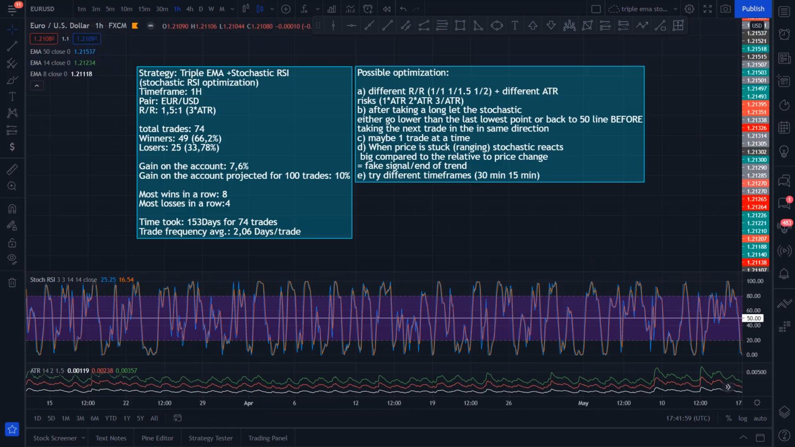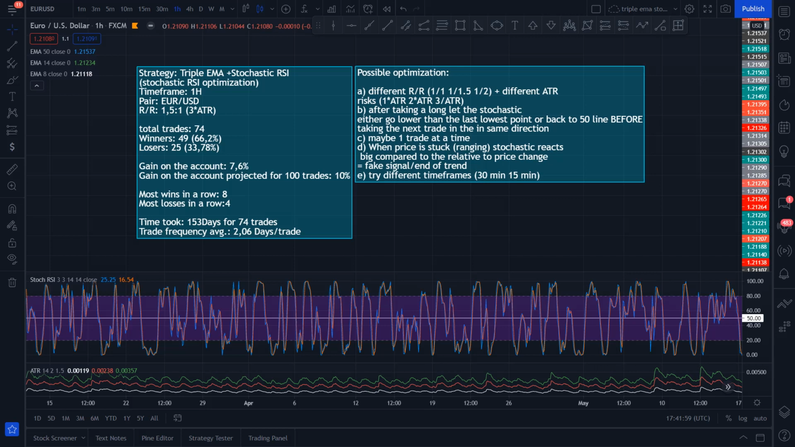And the results are in. We did have better results. Now you can see that the total trades was 74 because, as I said, we were looking for the same 100 trades, just eliminating those which didn't meet the B criteria. So the winners now were 49 and the losers were 25. The gain on the account was 7.6%, and if we project this to 100 trades, we would get around 10%, which is now pretty good, but after the fees it would be around 5%, I think.